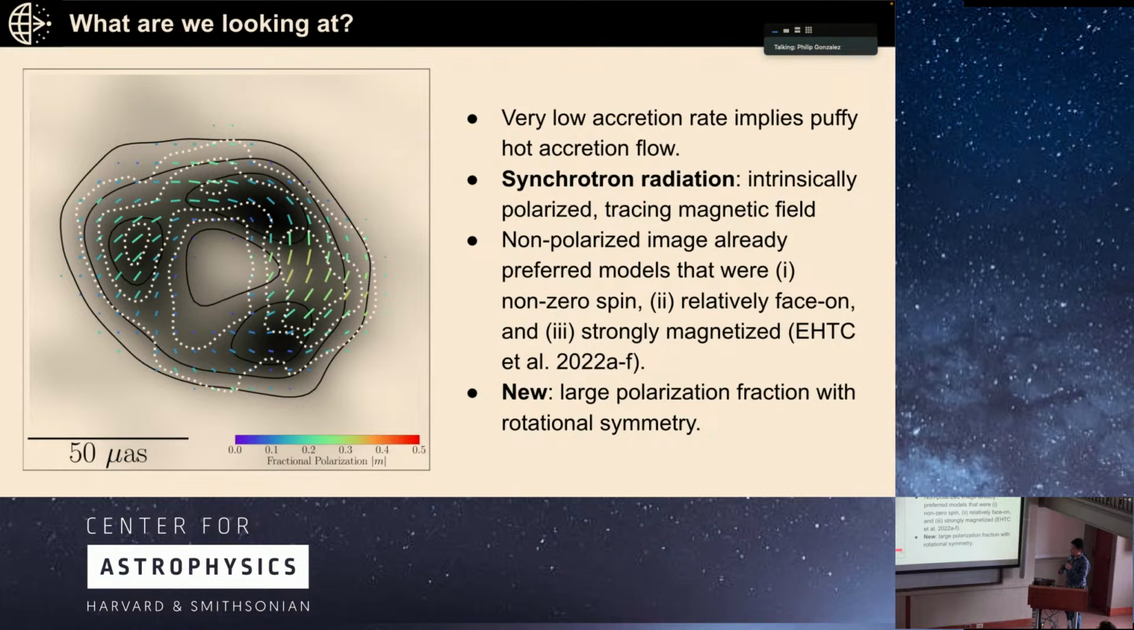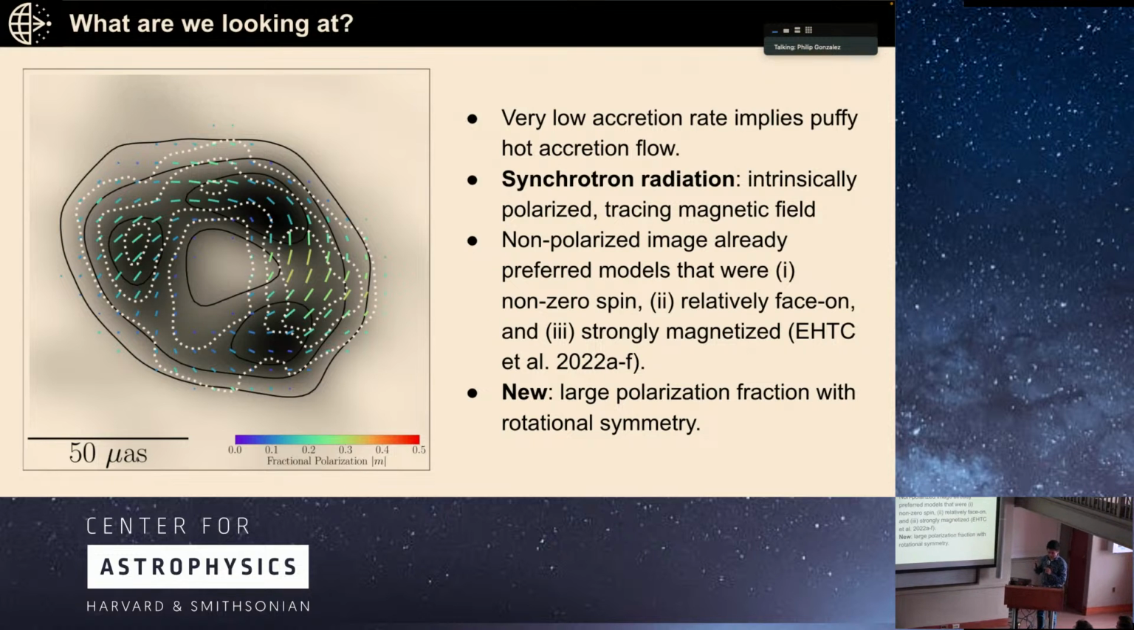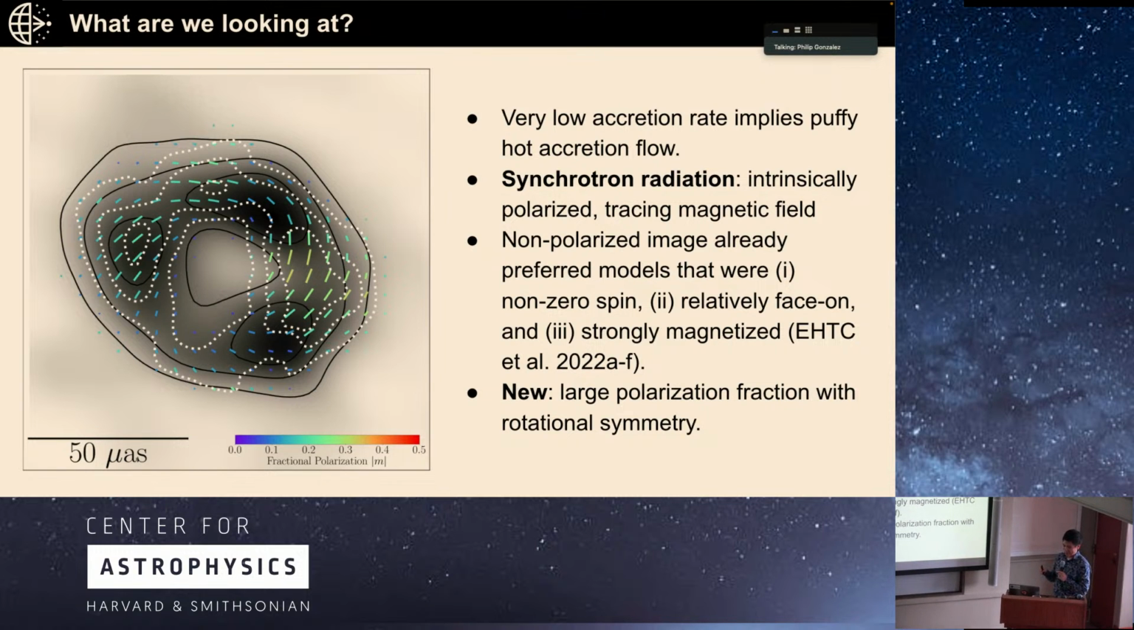Now, from previous work looking only at the total intensity data, our non-polarized images had already preferred models that were non-zero spin, relatively face-on, and strongly magnetized. Many of us were worried that we were already cornered into such a small region of parameter space that there would not be any models that would be left once we included our new constraints: the large polarization fraction with this high degree of rotational symmetry. But as you'll see, it turns out that we did better than we expected.